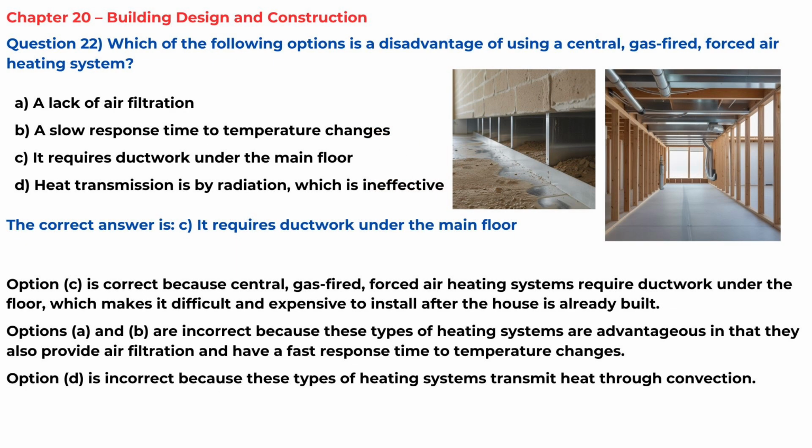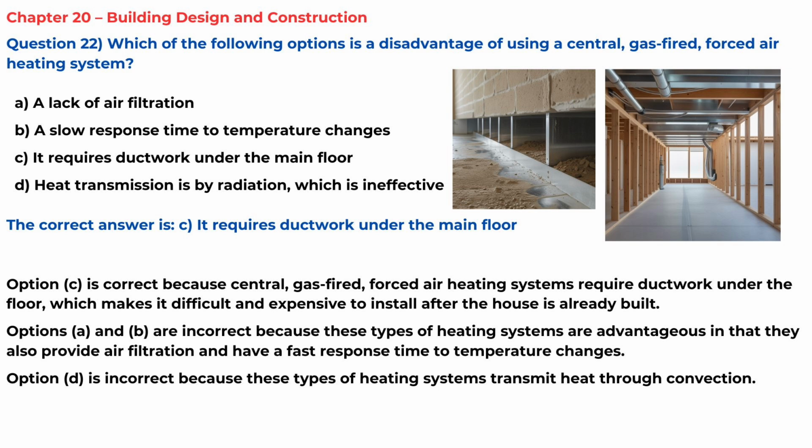Question 22. Which of the following options is a disadvantage of using a central, gas-fired, forced air heating system? The correct answer is C. It requires ductwork under the main floor. Option C is correct because central gas-fired, forced air heating systems require ductwork under the floor, which makes it difficult and expensive to install after the house is already built.